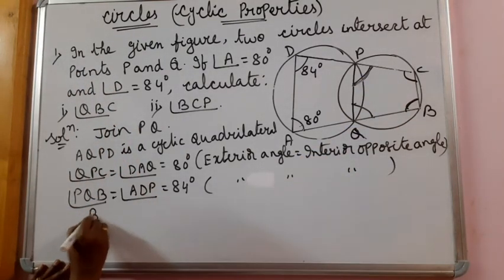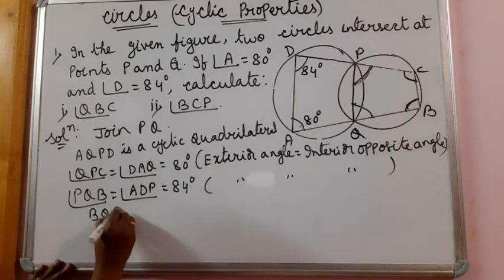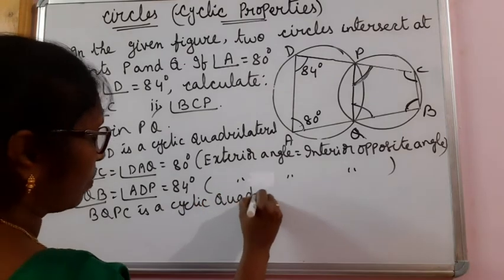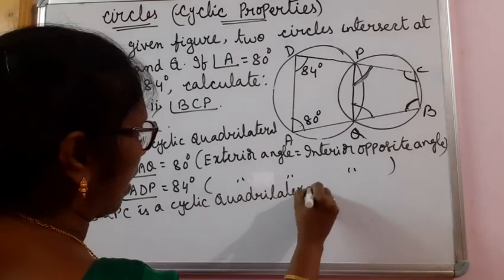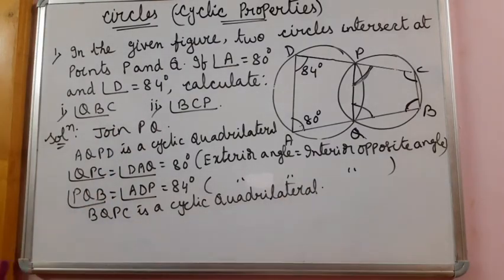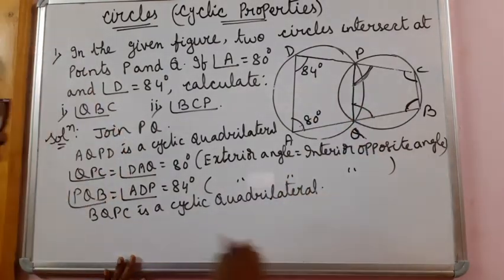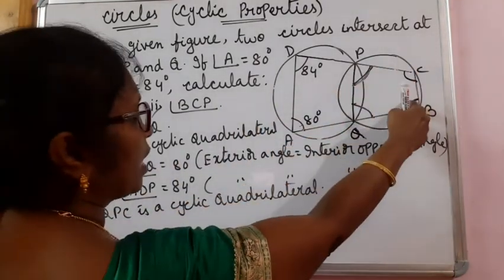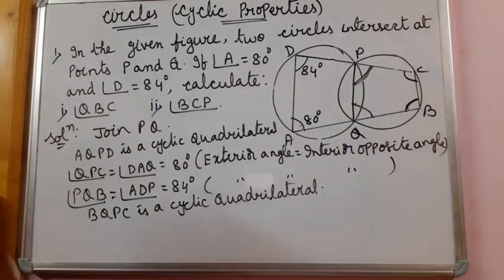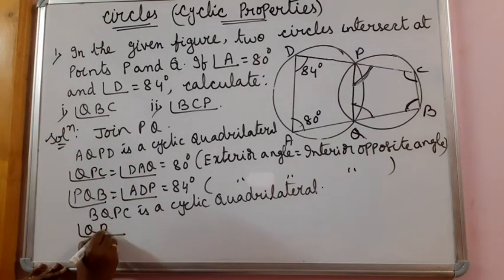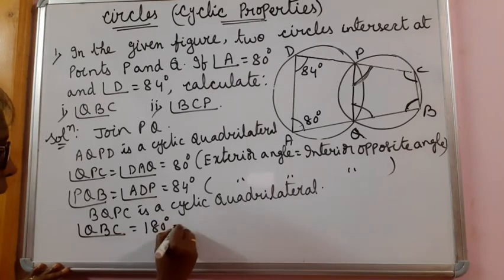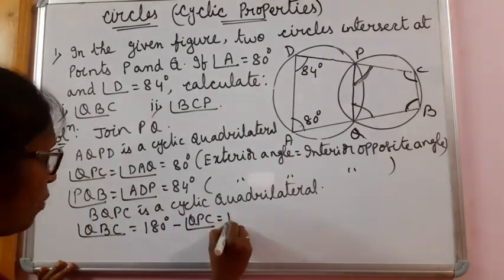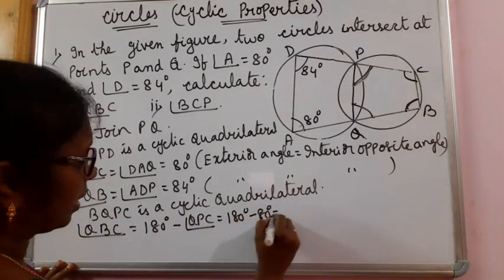So now let me write: BQPC is a cyclic quadrilateral. As BQCP is a cyclic quadrilateral, we know that in a cyclic quadrilateral, opposite angles are supplementary. Now we got angle QPC as 80 degrees. So this one will be 180 minus 80 degrees. So let me write angle QBC is equal to 180 degrees minus angle QPC, that is 180 degrees minus 80 degrees, which gives you 100 degrees.